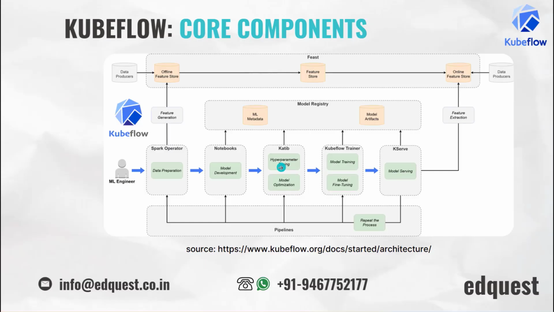Step 3, hyperparameter tuning with Katib. After you have a model that kind of works, you move on to Katib. This component automates hyperparameter tuning, testing multiple configurations, and helping you find the best version of your model.